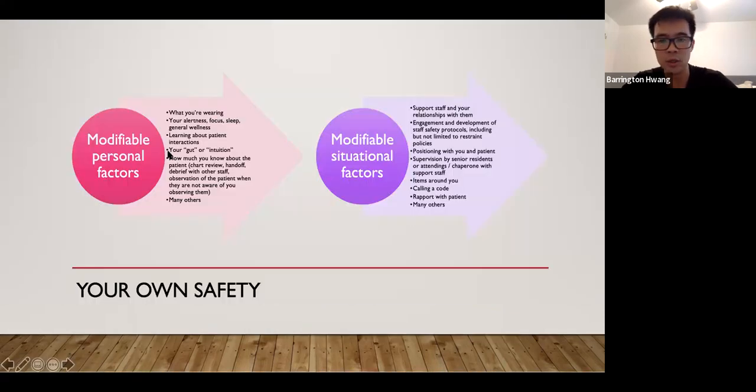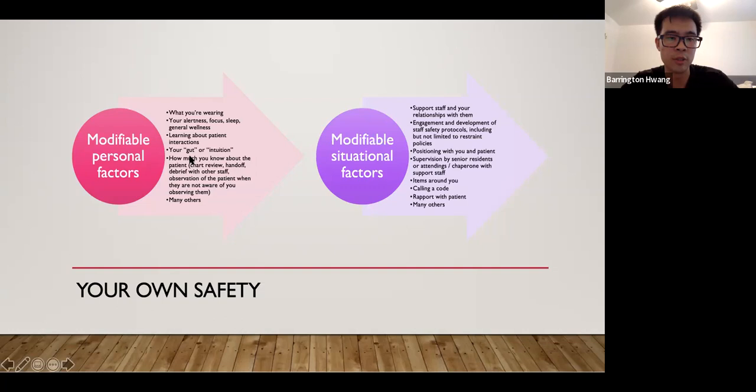So I'll talk about modifiable things and not modifiable things, as I conceptualize it. There are things about yourself that you can modify, like what you're wearing. If you're wearing shoes that look nice but are really uncomfortable and not very mobile, that might not be the best situation. If you're well rested, that's probably a good thing. Also, learning about patient interactions as you go along in training, and your own intuition about it.